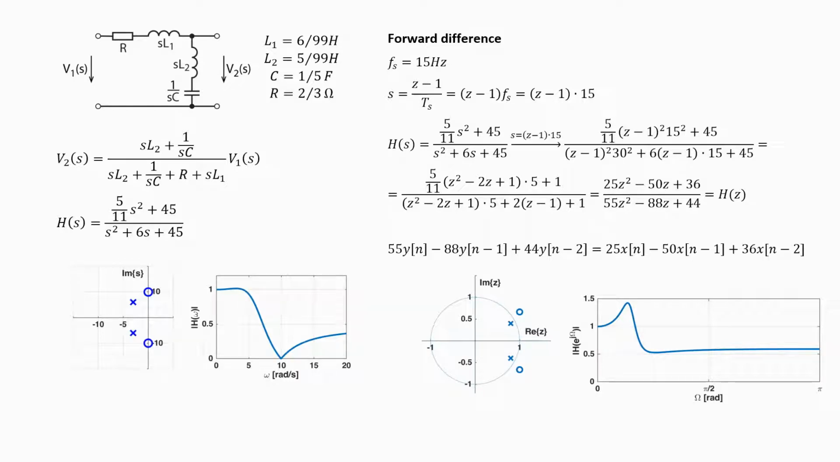Hello and welcome to the 12th exercise from our signal theory class. In this exercise we will practice discretization. Here I have this circuit, this continuous time system, and I would like to discretize it using different methods.